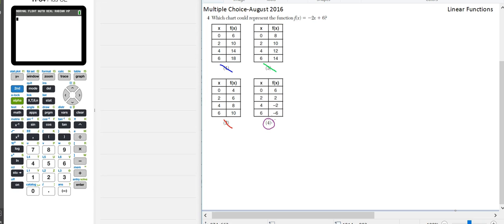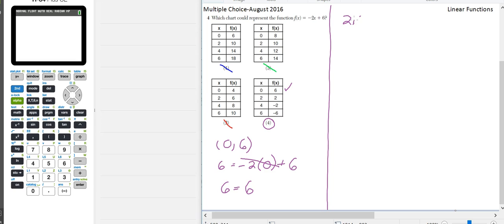The first set of coordinates we're going to use is 0, 6, and let's plug that in. So for our f of x, it's 6 is equal to negative 2 times x, which is 0, plus 6. 6 is equal to negative 2 times 0, which is 0, so it falls out. 6 is equal to 6, so the first set works. Let's move on to the second set.